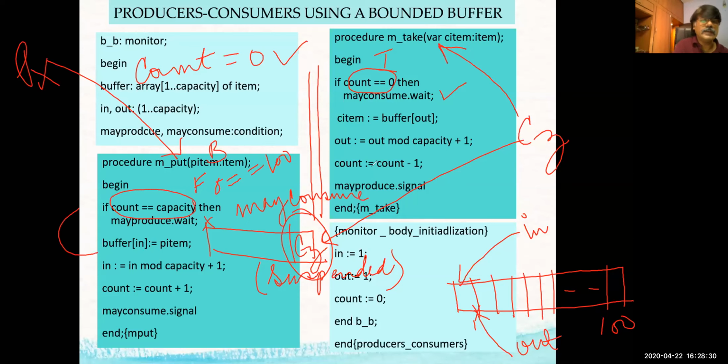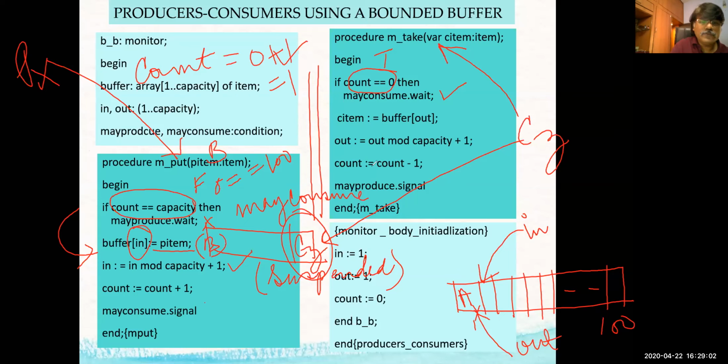The control goes to the next line, and this p item containing the value B will be assigned to the pointer in. So B will be assigned here. And in is incremented by in mod of capacity plus 1. So this pointer will now point to the next location, that is here. Count is incremented by count plus 1. It was 0 here, now it becomes 1. So count becomes equal to 1.